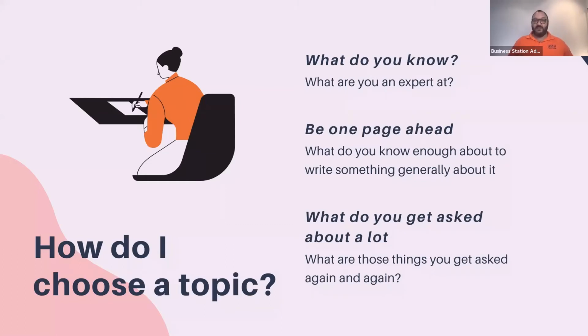So you don't have to be a PhD in a particular subject to write about it. You just have to be a few steps ahead of the majority of people who are wanting to actually find out the first steps of how to do that thing that you do.